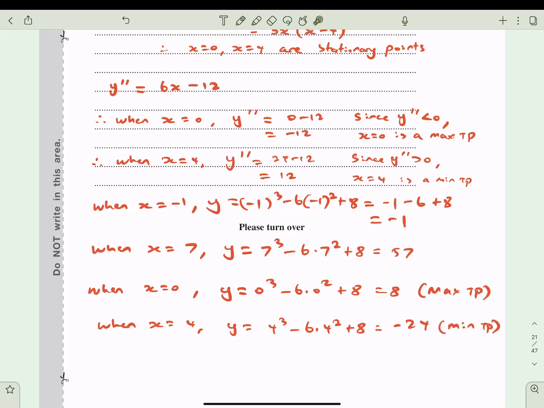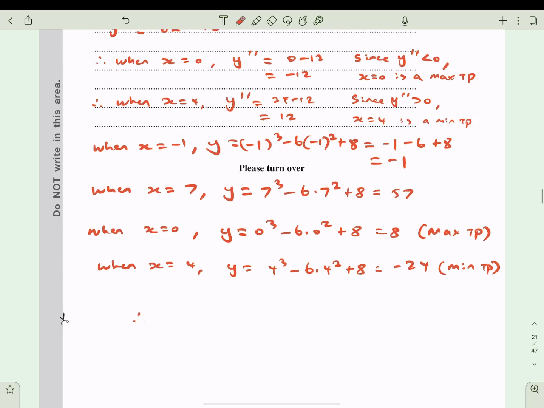So we should see by now that the maximum point is the number 57. So my global maximum in this question is 57. And my global minimum is my minimum turning point, which is equal to negative 24. Of these four numbers, negative 24 is the smallest, which is why it is my minimum turning point. That's my global minimum. Okay, so that should be it for question 22.